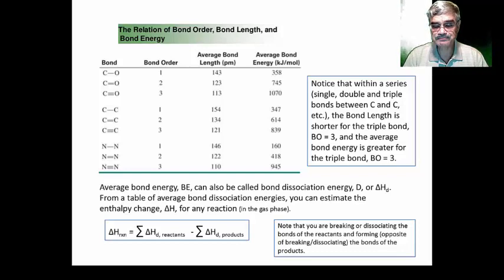Let me point out that you'll have a table of this sort in a textbook, or you can Google average bond dissociation energies and get tables of this sort. And these tend to be average values that have been determined for a set of molecules and then sort of averaged to put a number in a table. Also, they tend to refer to the bond length and bond dissociation energy in the gas phase. That'll be a little bit important, perhaps.